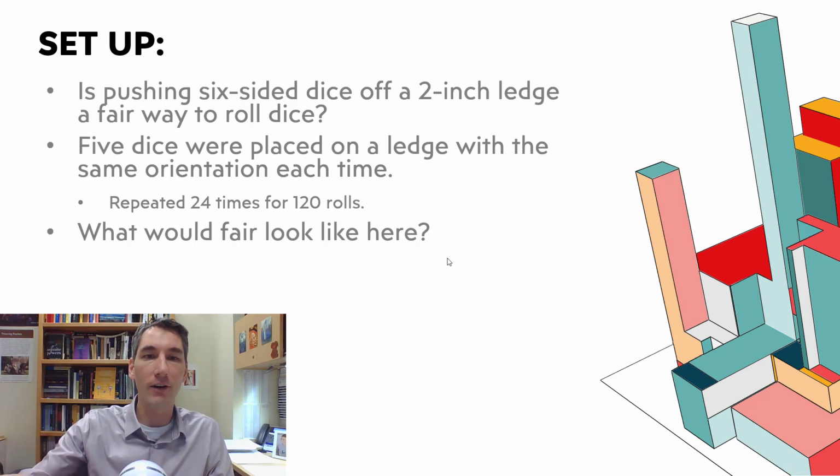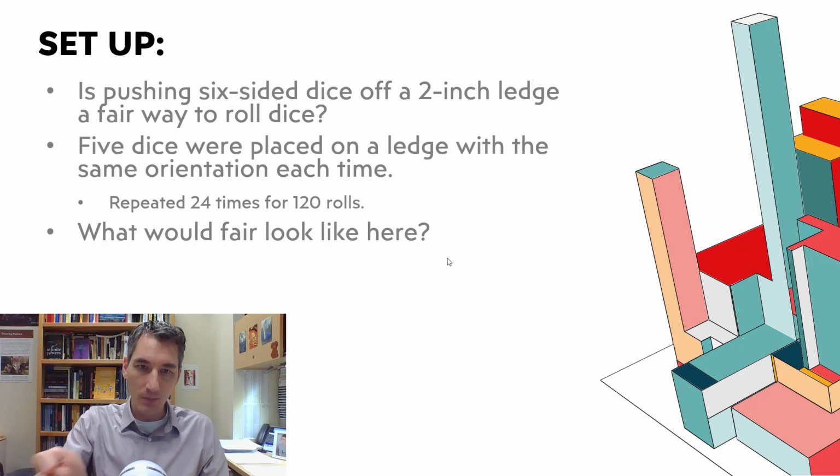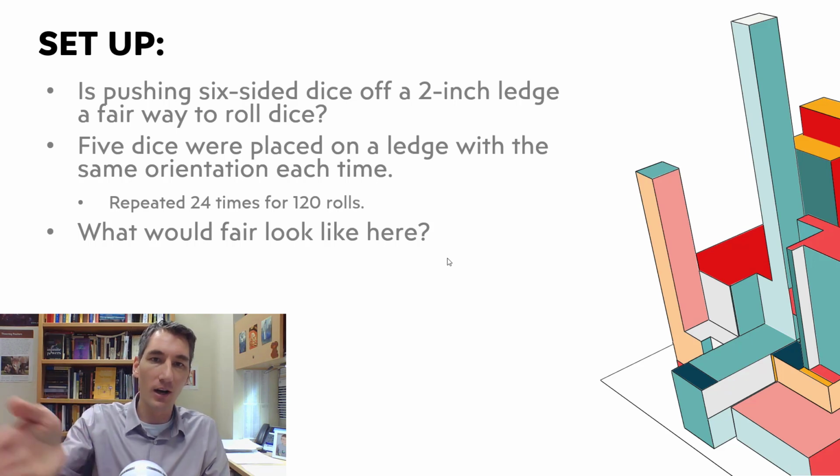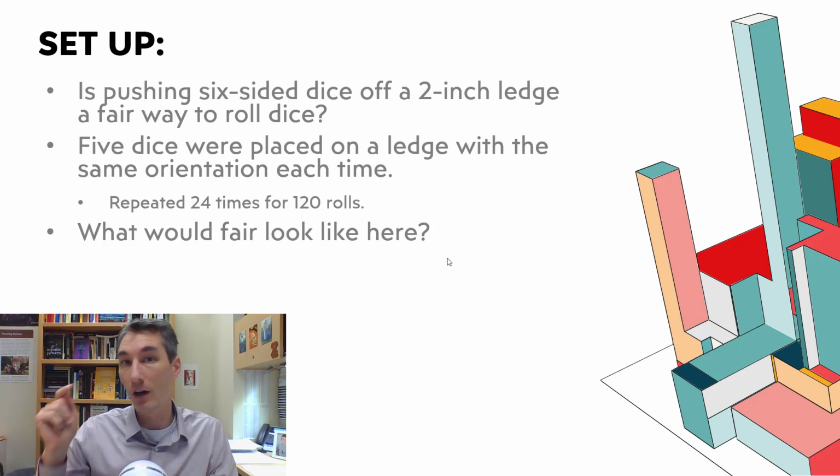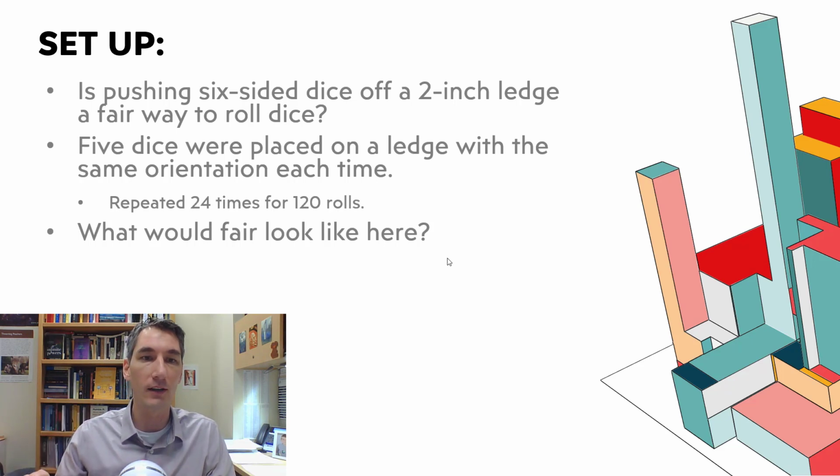They put 5 on the ledge, in the same orientation each time. I think they always had the 6 up and the 3 out, and then they pushed them off to see: if we always put them this certain way and then push them off, is a 2-inch ledge enough to make it fair? They repeated it 24 times, so they got 5 dice 24 times. That's 120 total rolls of the dice.